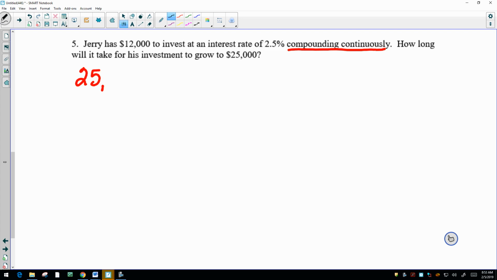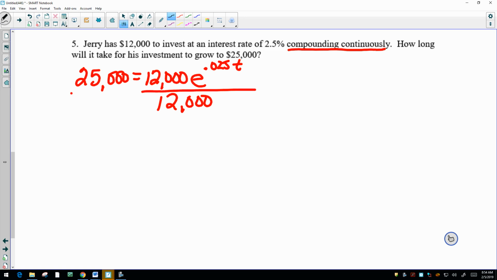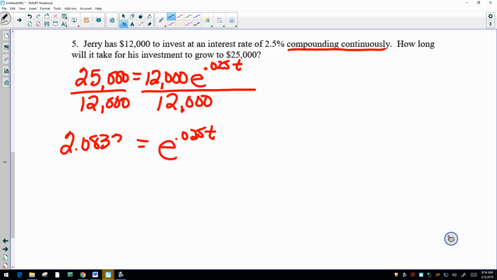Okay, so we have our amount at the end of the investment. We have our principal at the start of the investment, compounding continuously. So I have e raised to the rate as a decimal times the time that we're solving for. Okay, order of operations, need to divide through by 1,200 on each side first. So we have e raised to the 0.025t on this side. On our left side, again, so we're going to get decimals. I would encourage you to leave this in your calculator and just keep using that answer in your calculator.